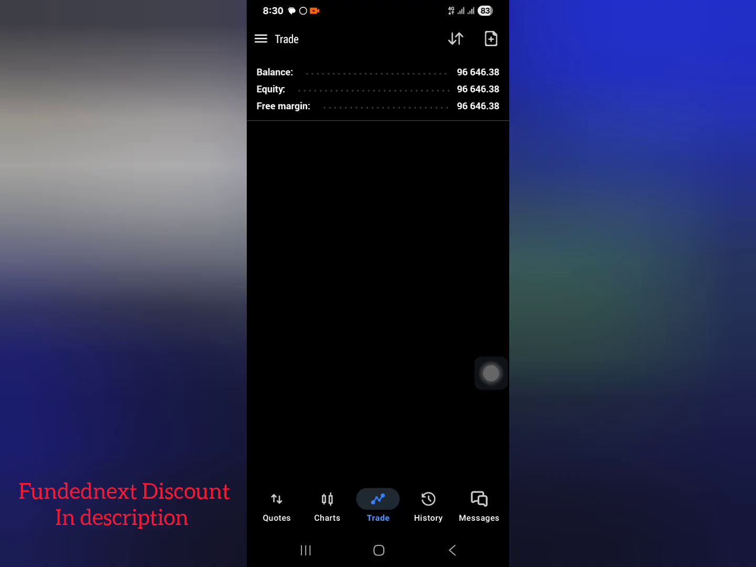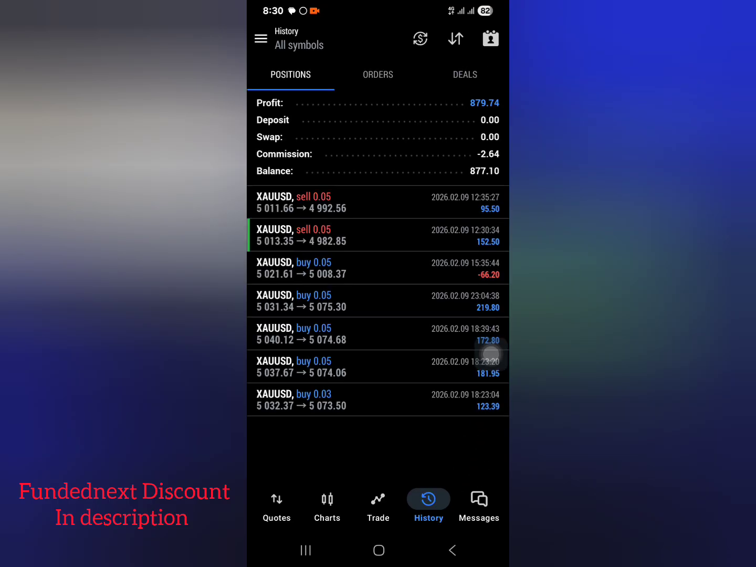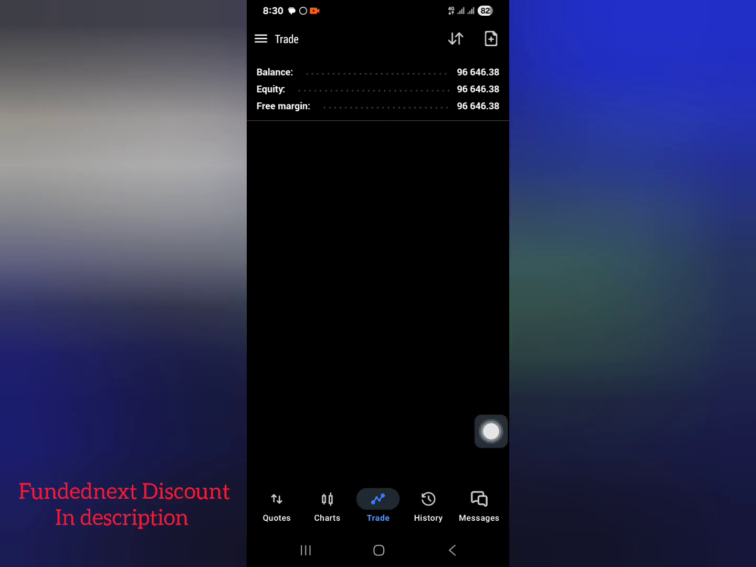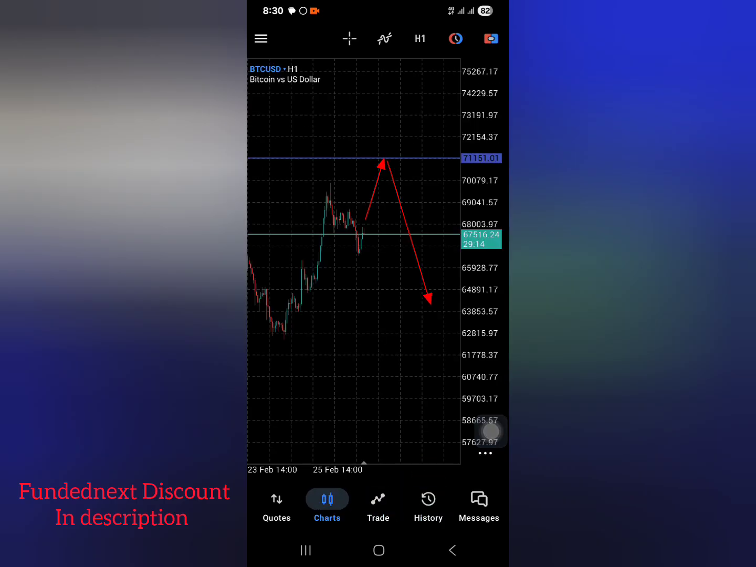And I say the person who trades, take profit and loss. We cut down here in history, the previous trade I took, and I was seeing a profit of $879. Meaning now we are shown on the trade side.